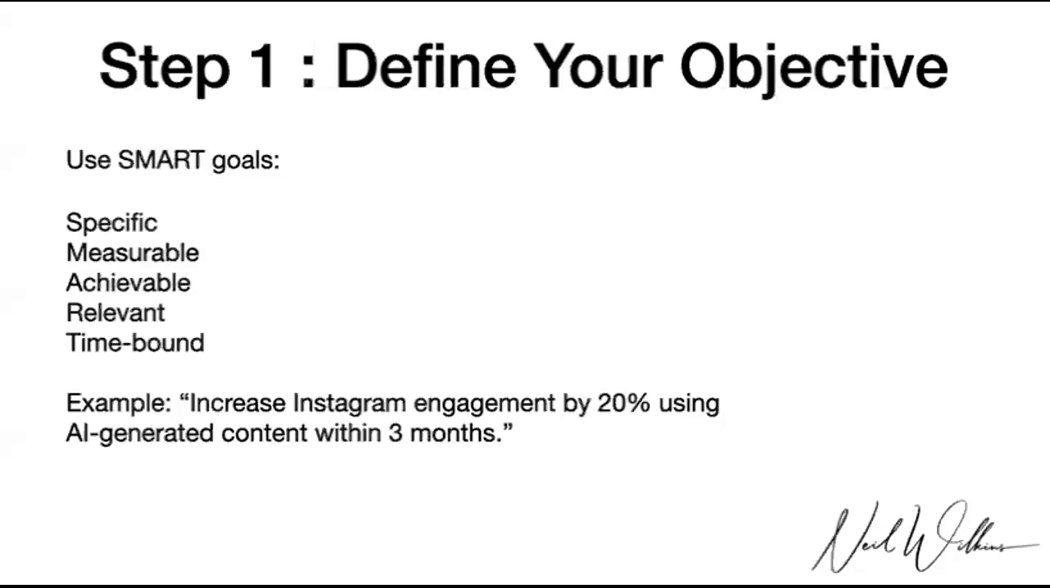Don't set your time limits as, oh, we can do this over a period of X number of months. No, keep it really, really tight. I mean, a simple example could be something like increasing Instagram engagement by 20% using AI generated content within 3 months. So you've got a 12-week period there to use AI generated content, continuously learning to increase engagement by 20% over where you are today.